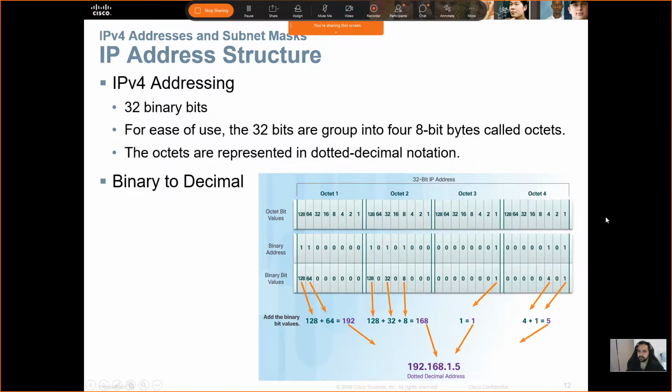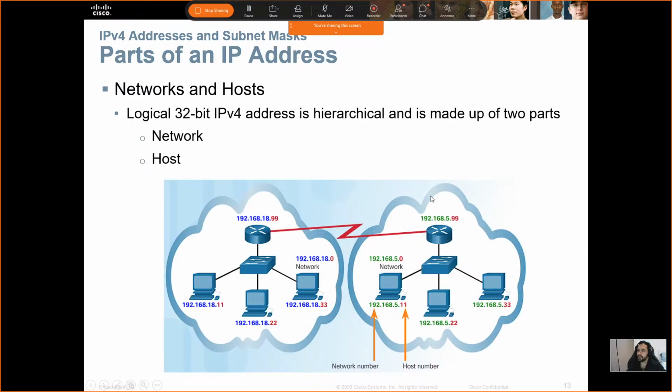All right. Networks and hosts. This IPv4 address actually tells us two types of information about a certain network. It identifies the network and it identifies the hosts. Can you see how many networks we have in this example? Let's see if you guys are doing well. We have one network on the left and another network on the right. So we have two LANs here, correct?